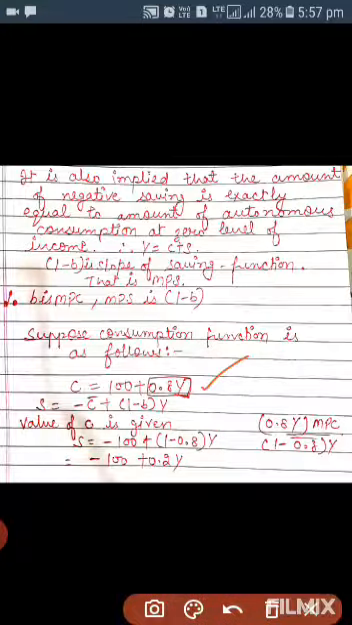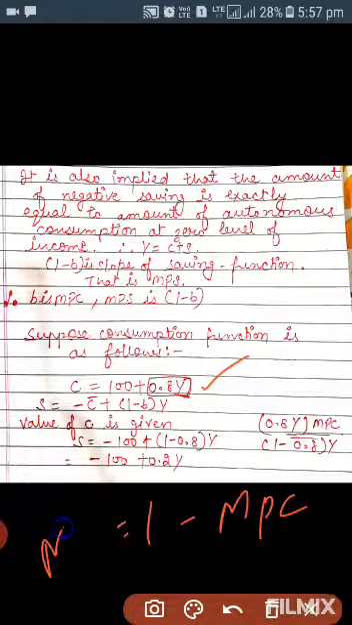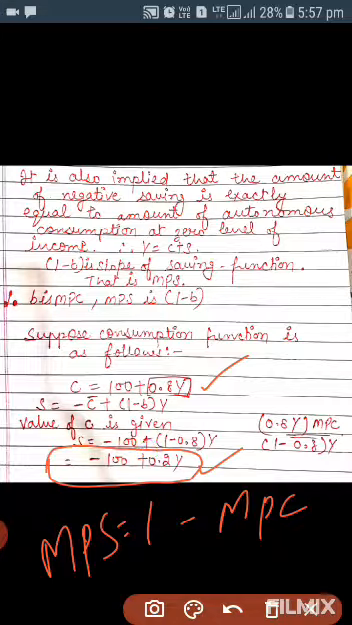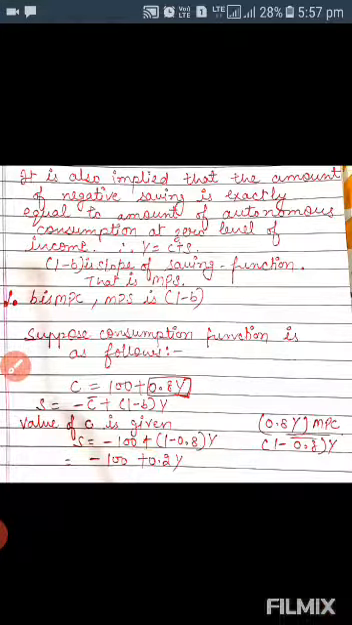0.8 y, that is marginal propensity to consume. And we have already studied, if we deduct 1 minus MPC, that would be the value of MPS. So here the same thing we applied and we got 0.2 y, that is the value of MPS, 0.2. And this is the whole saving function that we derive from the equation.